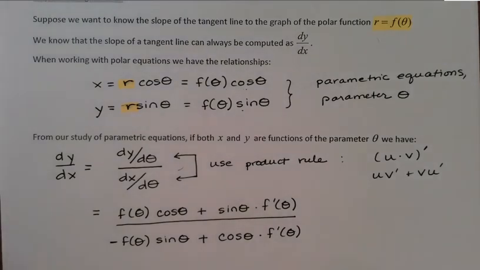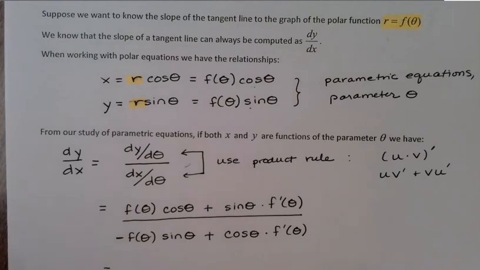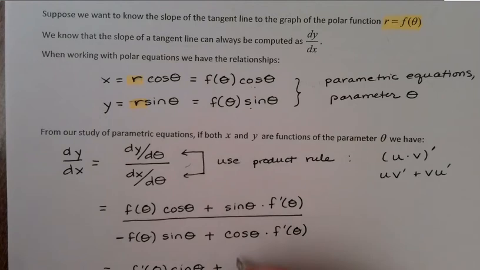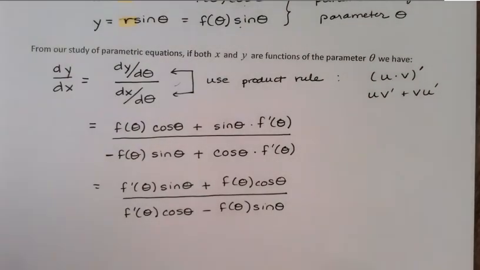Typically, you'll see this written like this. For whatever reason, we tend to write the derivative terms first. So I usually write the top as f prime of theta sine theta plus f of theta cos theta. And the bottom as f prime of theta cos theta minus f of theta sine theta. And I'm sorry that you couldn't see that last bit I wrote, but there it is. Just reordering the terms. Right?